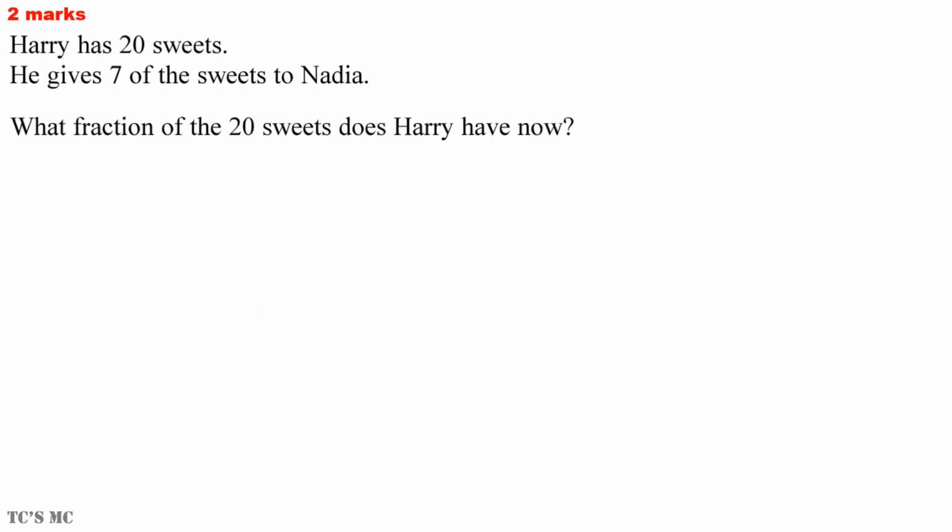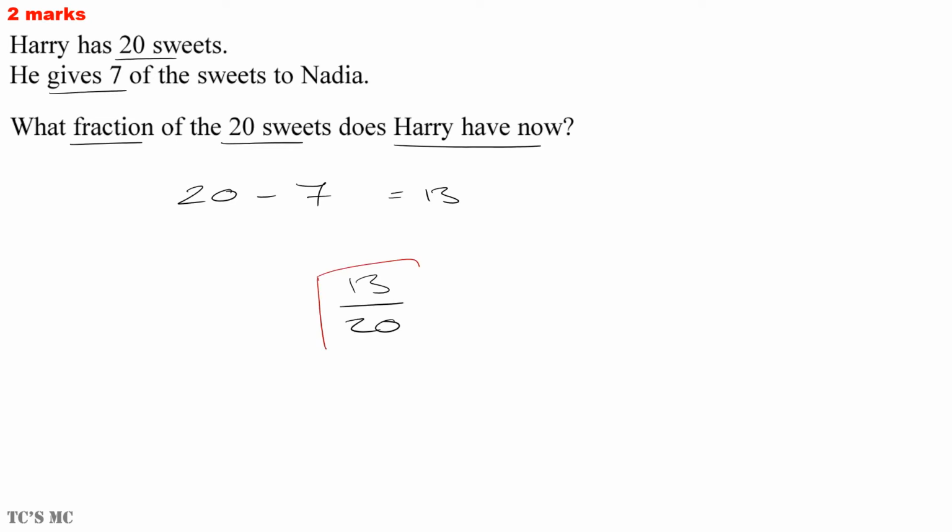Harry has 20 sweets. He gives 7 of the sweets to Nadia. What fraction of the 20 sweets does Harry have now? So he gives away 7 sweets. So we need to do 20 subtract 7, and that is 13. And that is our first mark. So what he has left is 13 over 20, and that is our final mark.